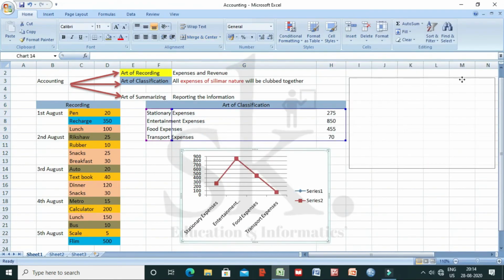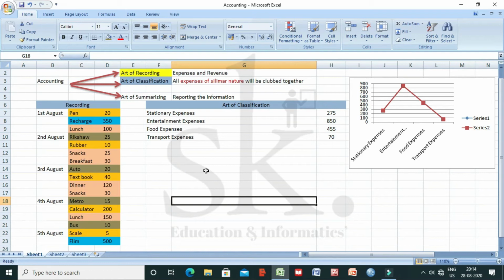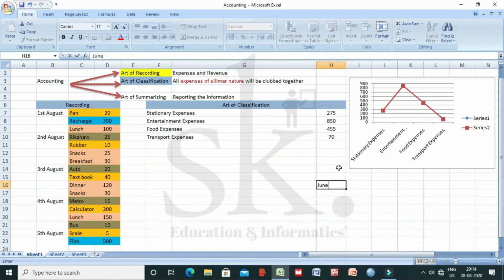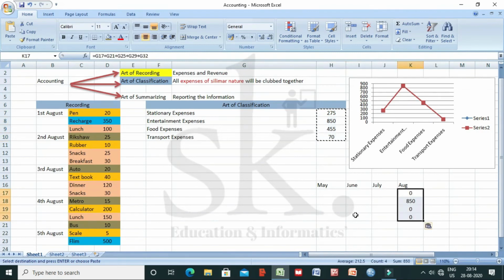Let me move this. Now how do we do it? Let's, for example, talk about 3 months. Say May, June and July, and we are explaining this from the point of view of August. So what all expenses did we have? We had 275, 850, 455 and 70, which we have incurred in the month of August.